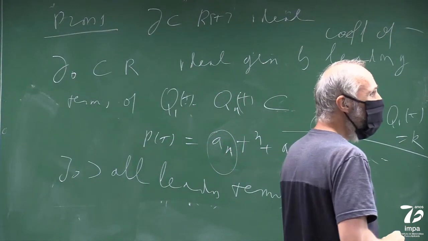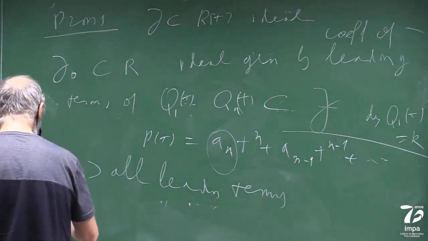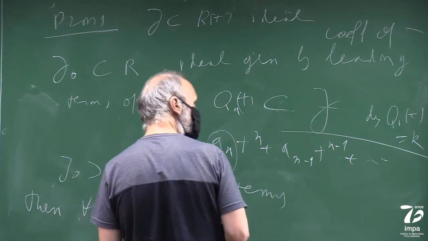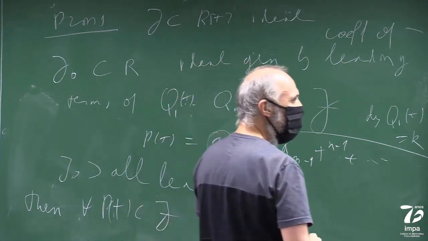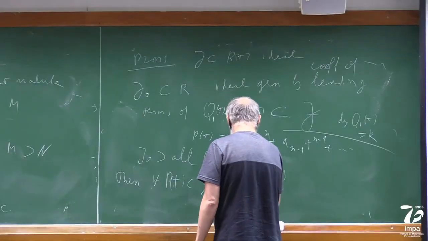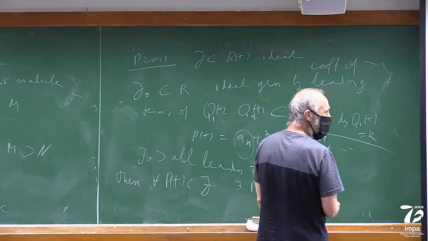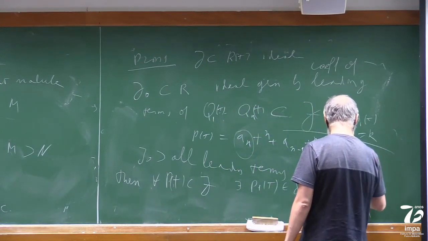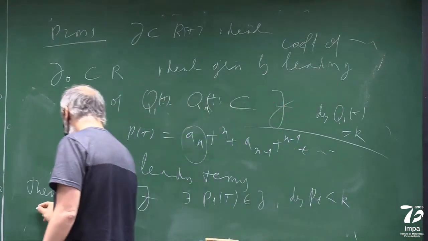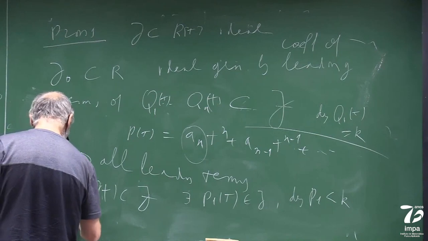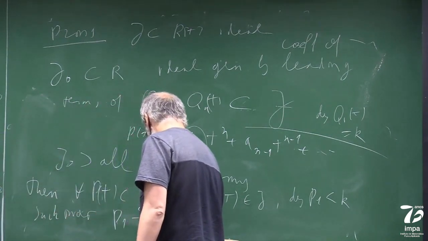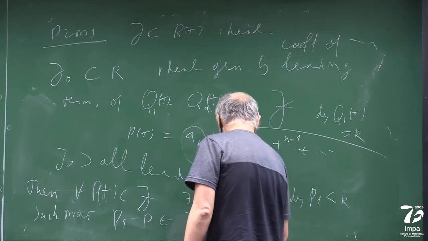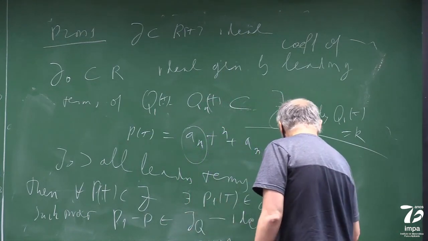And then for each polynomial P(t) in this ideal J, there exists P1(t), which also belongs to J, but has a smaller degree, less than k, such that P1 minus P belongs to J_Q. This is the ideal generated by the Q_i.